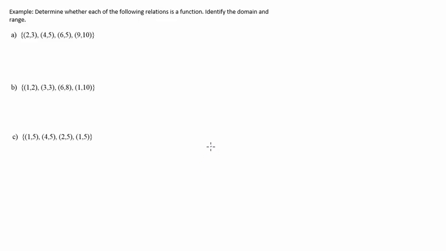When we're given a list of ordered pairs, that means we need to look and see if our x value is ever repeated, because if it is, then the same x value is potentially going to two different y values, and that makes it not a function. So whenever I look at this first one, I see 2, 4, 6, and 9. Those are all different x values, which means each of these inputs is going to exactly one output, so this is a function.